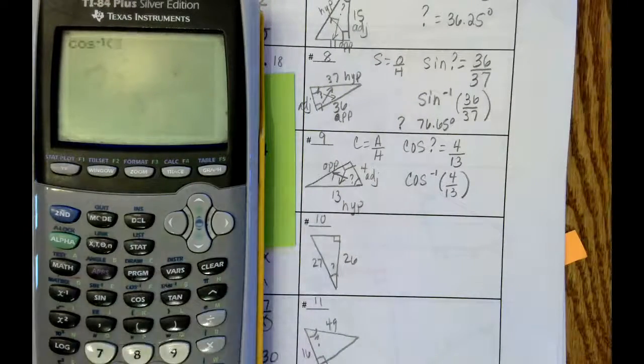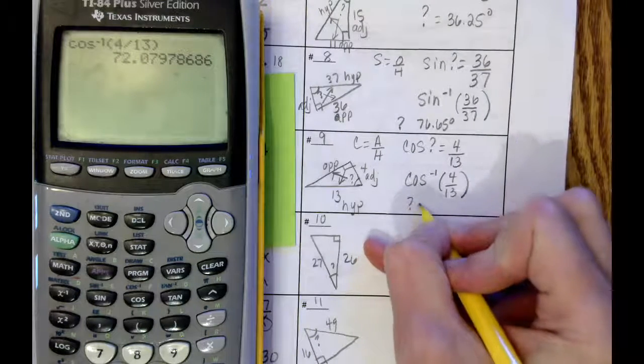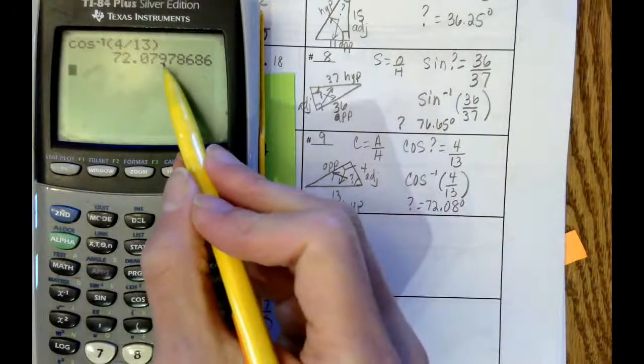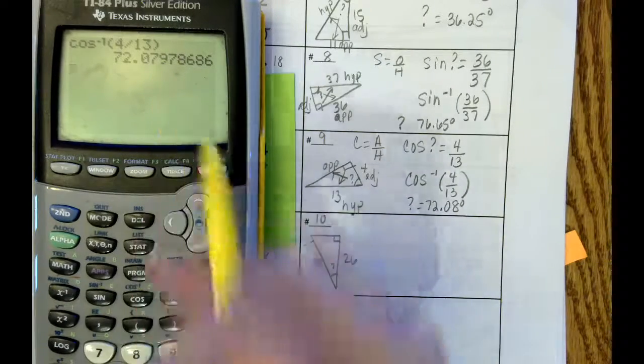There's our inverse function. And we get 72.079. So our angle is going to be 72.08. We're looking at the 9 to determine to round that 7 up to an 8.